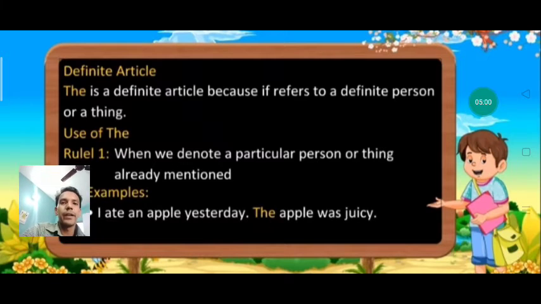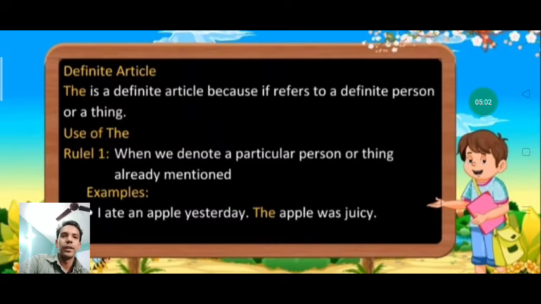Now we can start the definite article. I expect that you are all listening very nicely. This is a definite article because it refers to a definite person or thing. From the explanation only, from the name only, we can come to know about the thing.